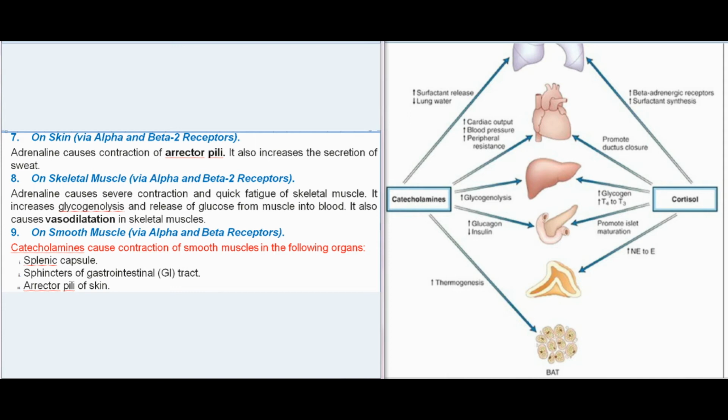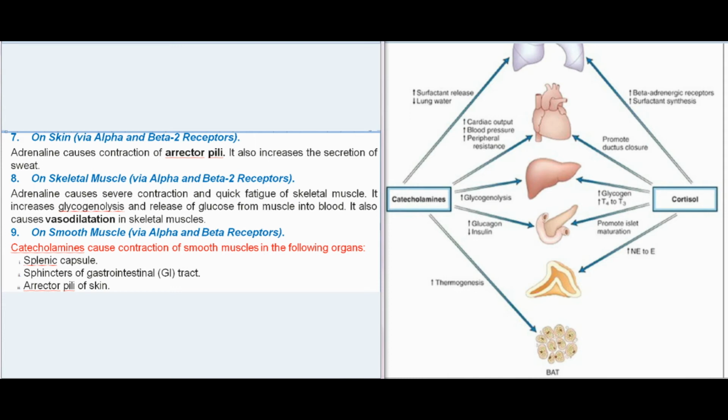Adrenaline causes contraction of erector pili. It also increases the secretion of sweat. On skeletal muscle, via alpha and beta 2 receptors. Adrenaline causes severe contraction and quick fatigue of skeletal muscle. It increases glycogenolysis and release of glucose from muscle into blood. It also causes vasodilatation in skeletal muscles.